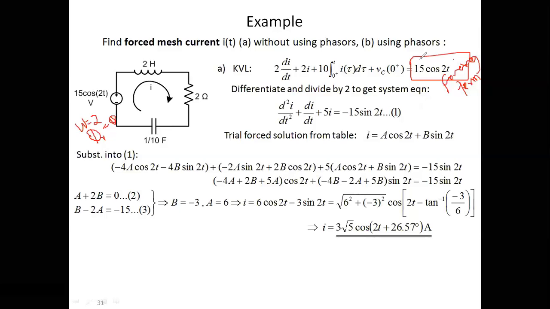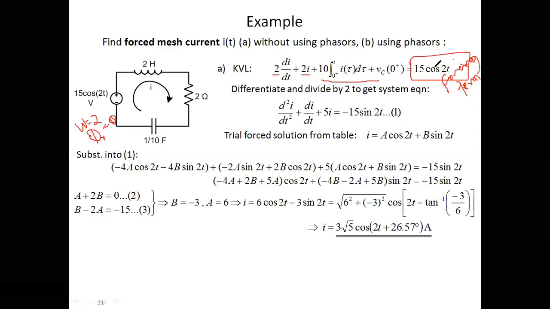So when you differentiate everything that we have here, you would obtain d squared I, dt squared, plus the di dt, because this is 2. If you are dividing everything by 2, those 2 will disappear. And then plus 5I equal to minus 15 cos 2t. Don't forget, we are differentiating everything and dividing by 2.